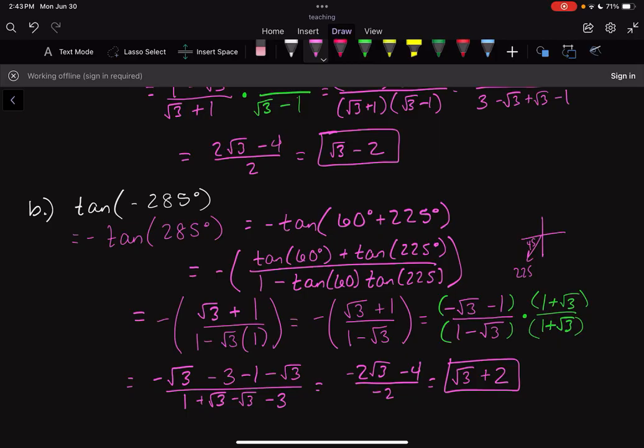Yep, and that's it. So again, in 3.5, we're going to use another identity to deal with tangent, and it is way easier to simplify.